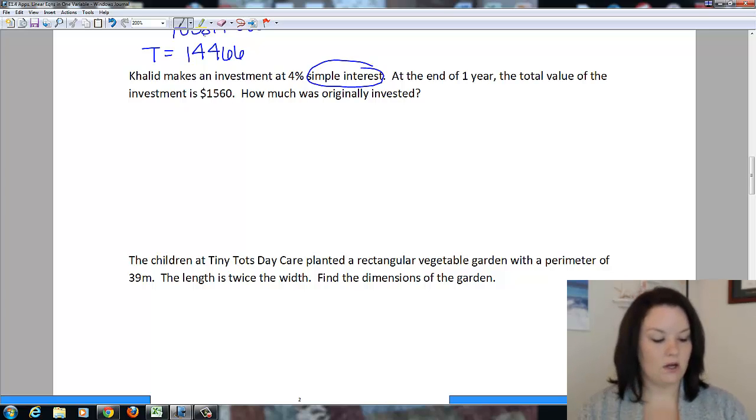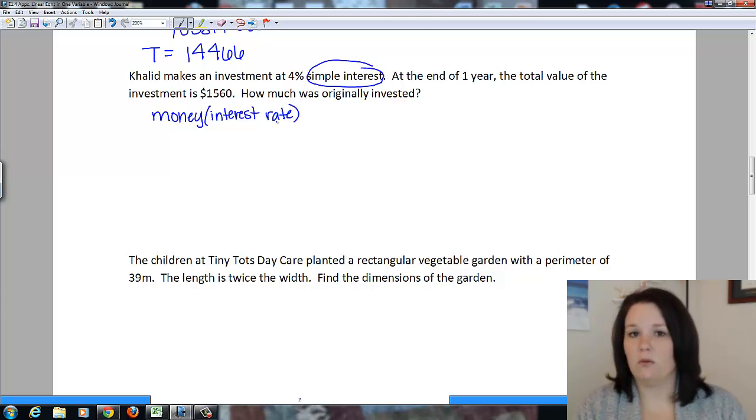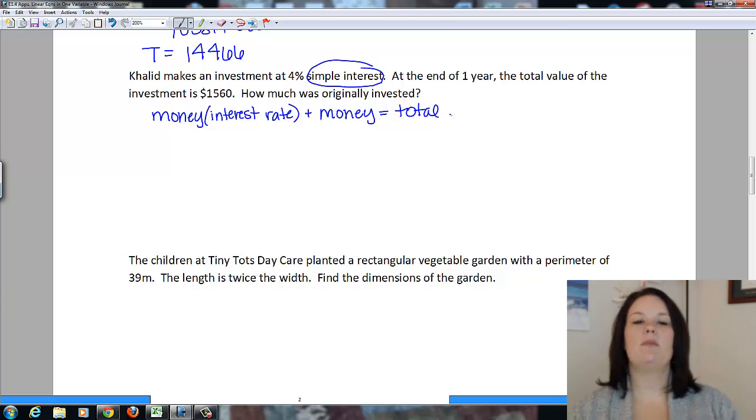So what we know is, to figure out what your total investment is, you're going to take some money and apply some interest to it. So I'm going to say interest rate, and we multiply that to figure out what the interest earned is. Once we know how much interest we earned, we add that back to our original amount. How much money did we put in the account? That's going to give us our total. Okay, so let's go back to this problem.